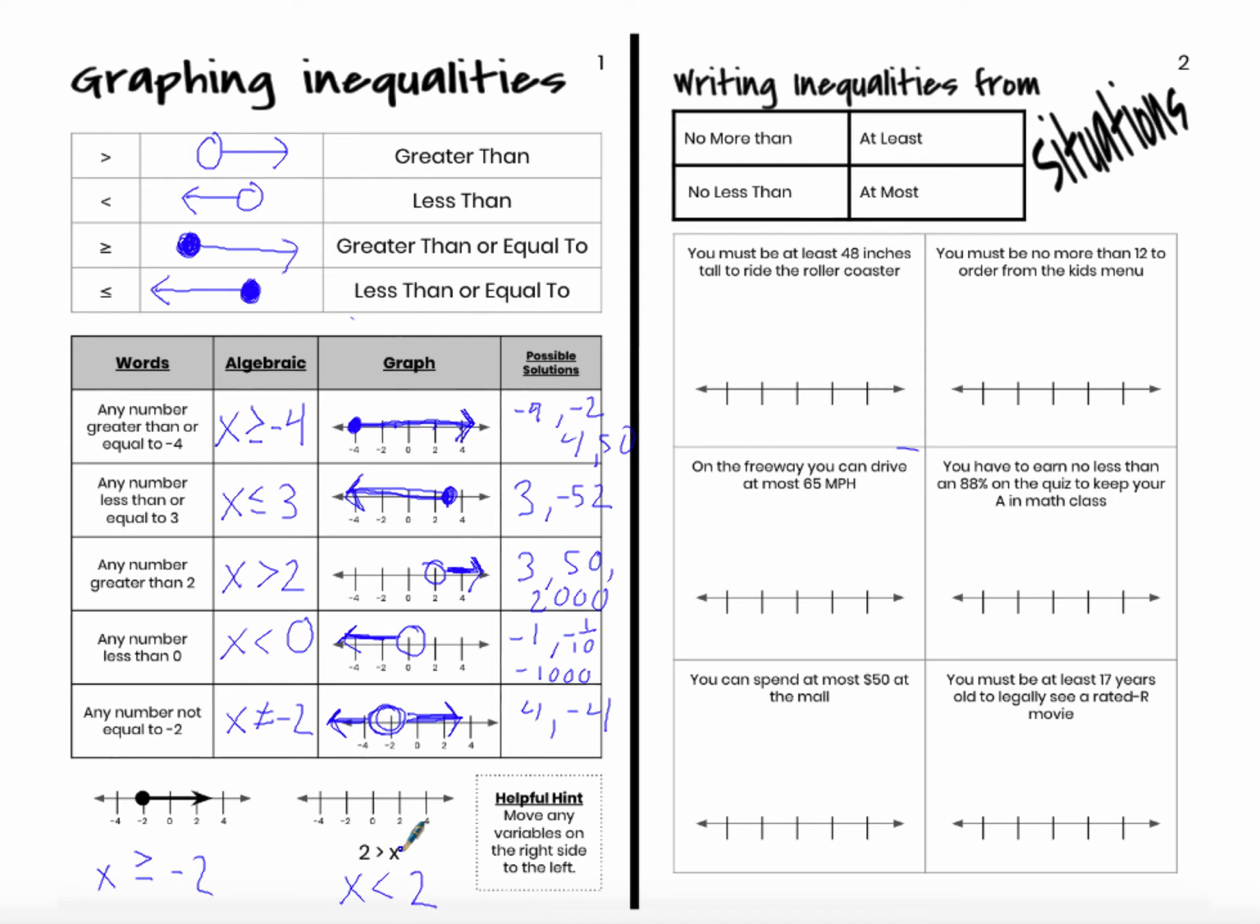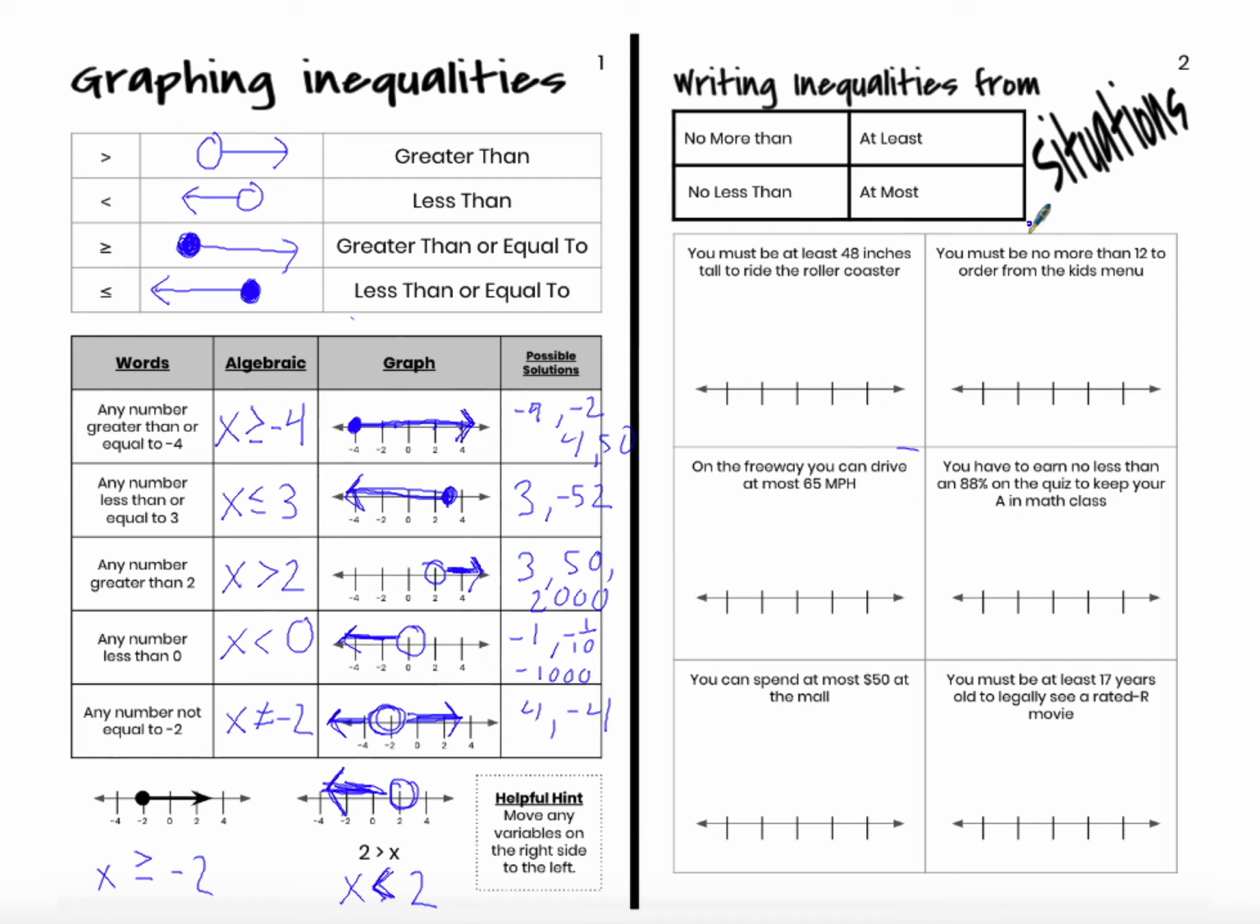So 2 is greater than x. That is the same thing as saying x is less than 2. Writing the variable on the left will help you graph correctly. So this inequality sign points in the same direction as my graph. So you can see here that's true. Greater than matches the arrow. Less than matches the arrow. Greater than matches the arrow. Less than matches the arrow. So we're going to rewrite it so our variable is on the left, and that will help us properly graph.